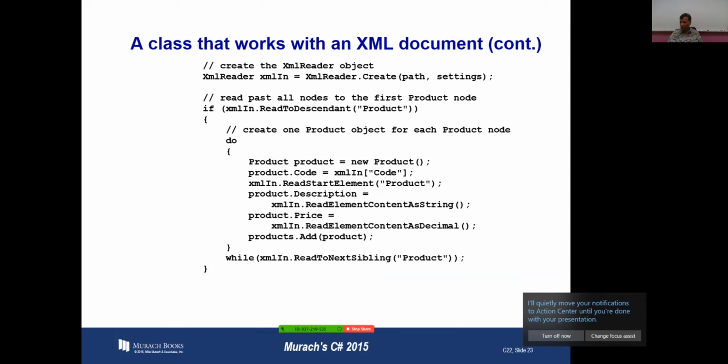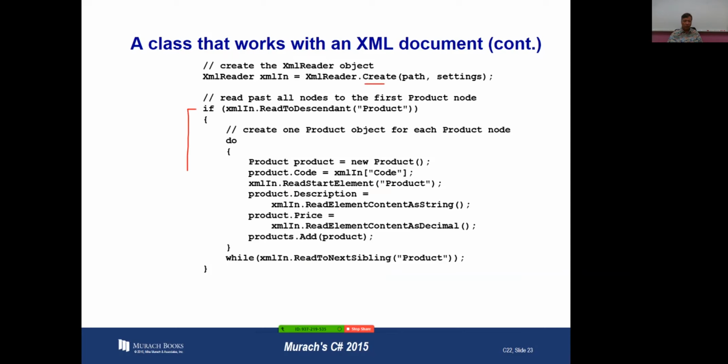My screen just went blank. And this connects it. And here again, going over this again, we read all of the products that are inside the root products element, and we create a new product object, get the code out, get the description out, get the price out, and then we add it to the list.